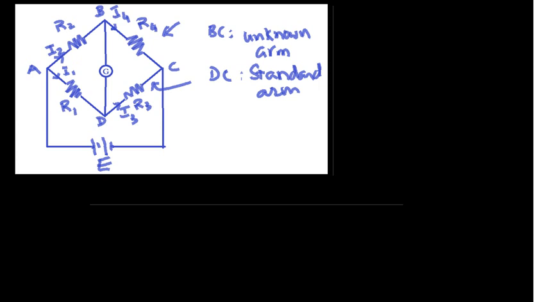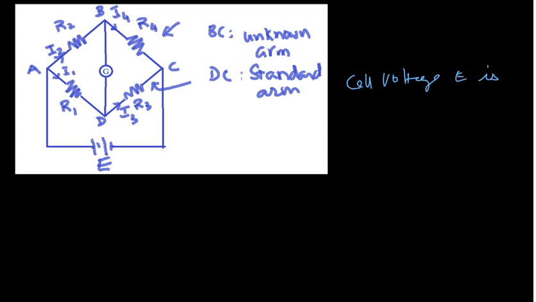So R1, R2, R3 and R4 are across one pair of diagonally opposite points. That means I have put this EMF across them. The cell voltage E is across AC. That means at these points A and C, I am applying the voltage, or the cell is connected, and that's why the voltage there is marked as E.